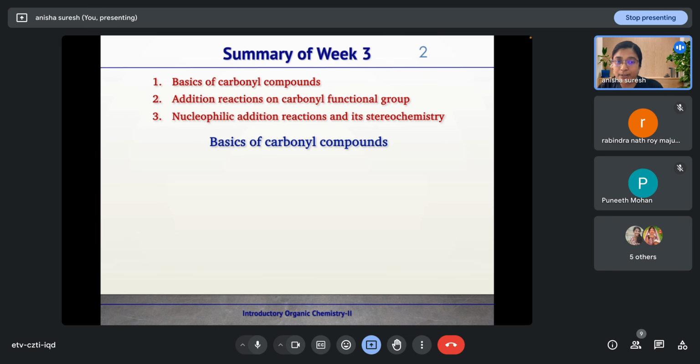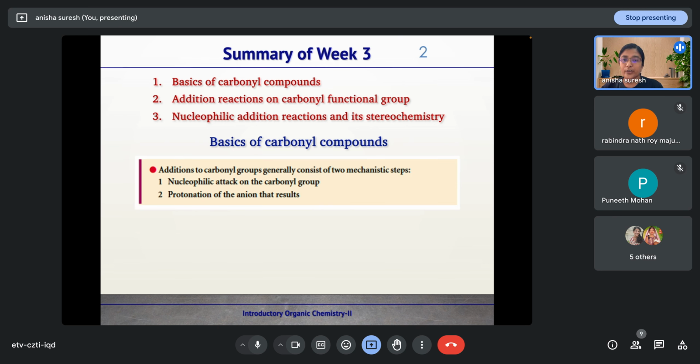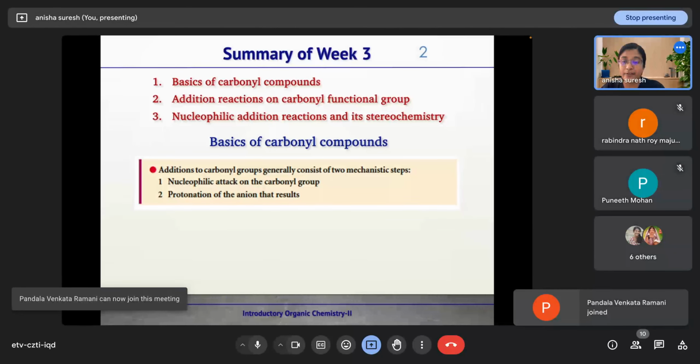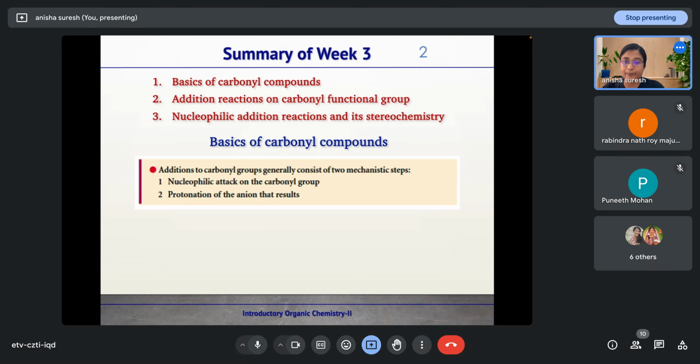So, coming to the basics of carbonyl compounds. For an addition reaction to take place on carbonyl compounds, it requires two mechanistic steps. First will be the nucleophilic attack on the carbonyl group, followed by protonation of the anion that results. Okay, so we can see the mechanism.